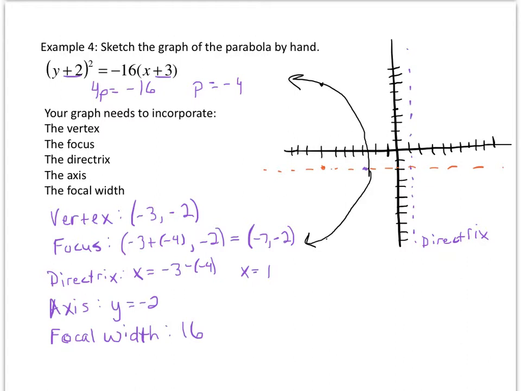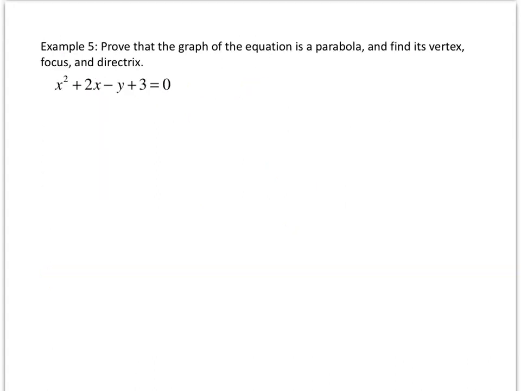Now if we were trying to graph this in our calculator, notice that we would have to solve for this y up here, which would require us square rooting both sides. And remember, when you take the square root in an equation, you have to put a plus or minus sign. So keep that in mind, and you might try doing that on this problem.